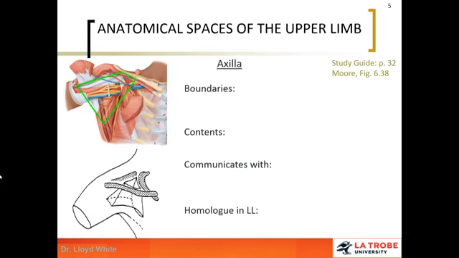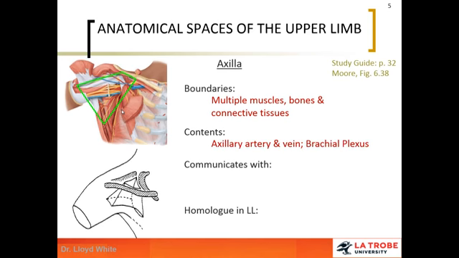So our next anatomical space is the axilla, and it's a complex shaped space. It has many boundaries. Just for brevity's sake for the moment, until you look at the axilla in detail, just know that there are multiple muscles, bones and connective tissues that form different boundaries of the axilla. Now, the contents of the axilla are the axillary artery and vein and the brachial plexus.